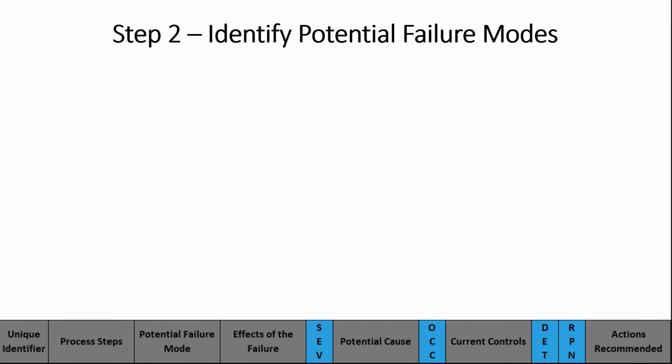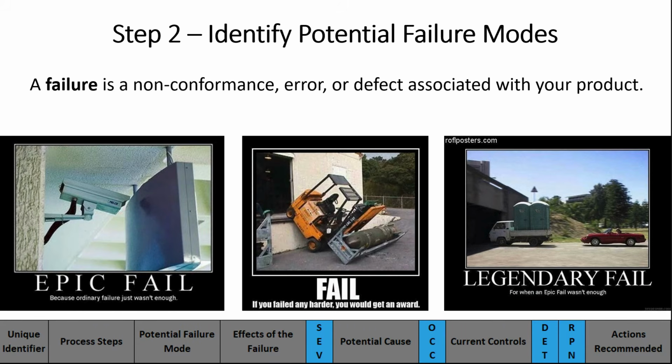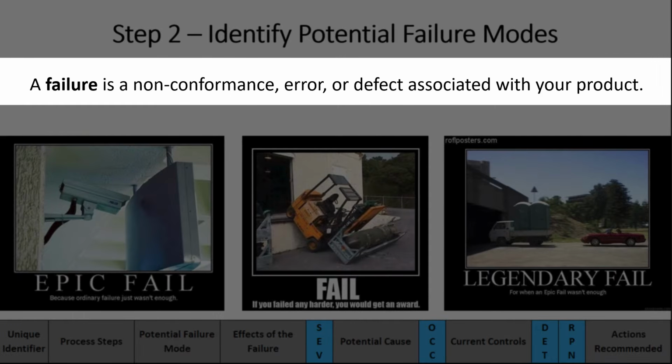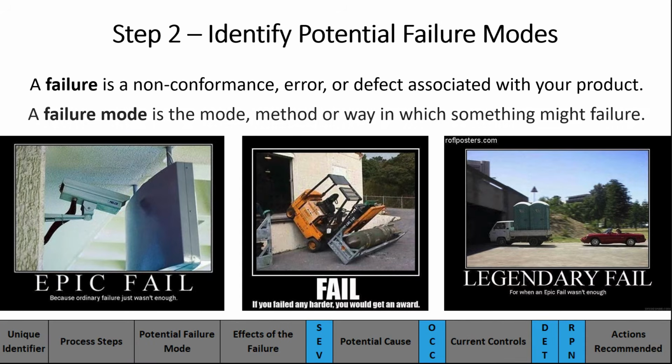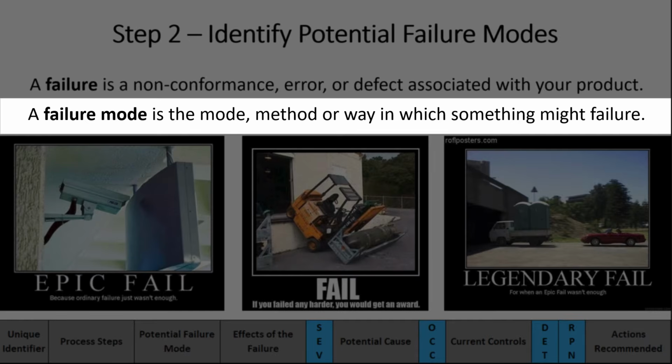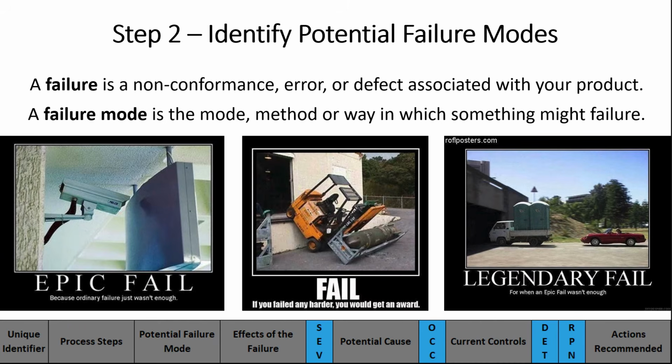And then step number 2, once you've identified the scope, it's time to talk about potential failure modes. So what is a failure mode? Well, a failure is any nonconformance or error, or you could call it a defect associated with your process. Now, what we're looking for are failure modes. So a failure mode, I use the word mode, is the mode, method, or way in which something might fail. Essentially, what we're asking here is what might go wrong. How are those different ways that our process might fail? What could go wrong that we would end up creating a nonconformance or creating a defect? So that's a failure mode.